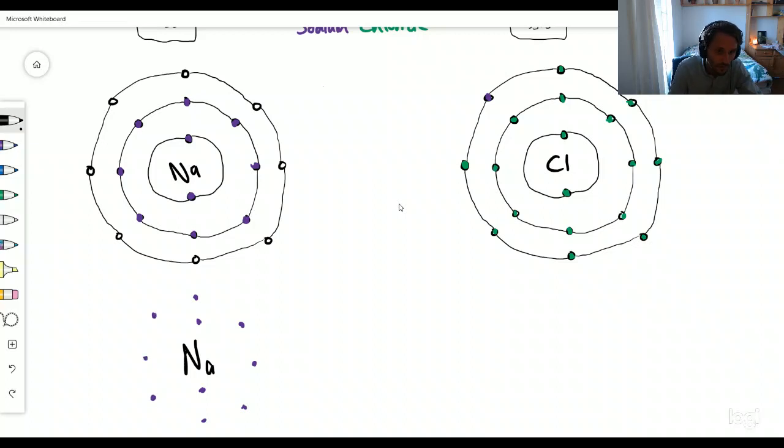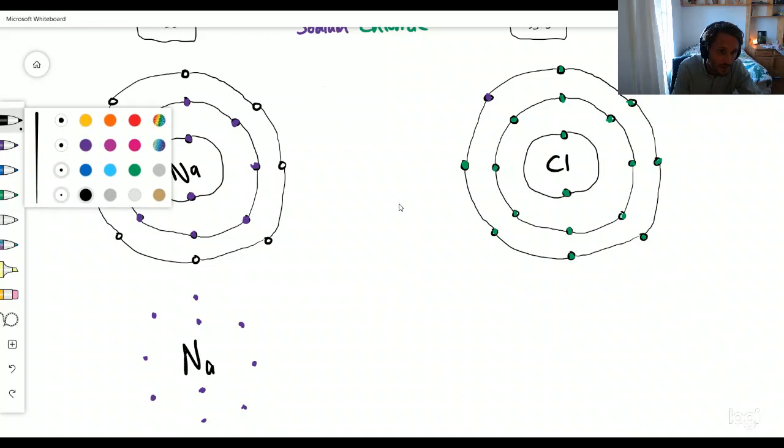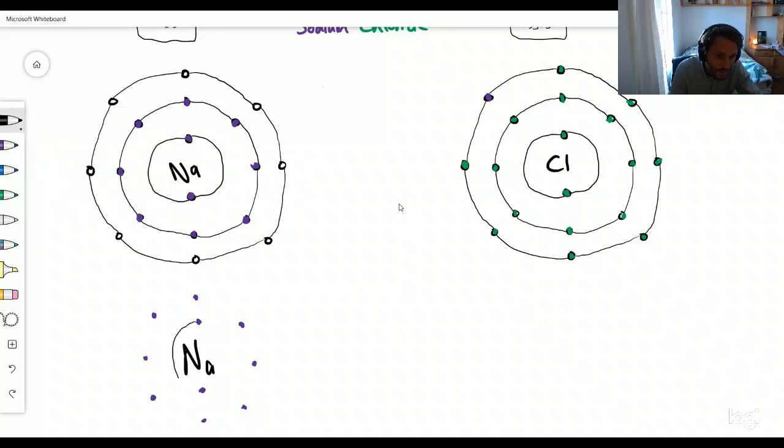Sorry, this is going to make much more sense. Let's get that pen over there. Okay, and you can actually go and draw this while watching this video. It will be super helpful for you. Okay, so that now is a sodium atom that has lost an electron. Remember, it's lost an electron.